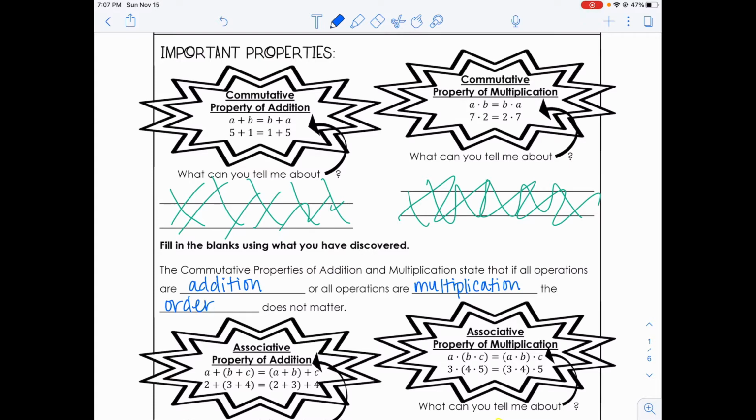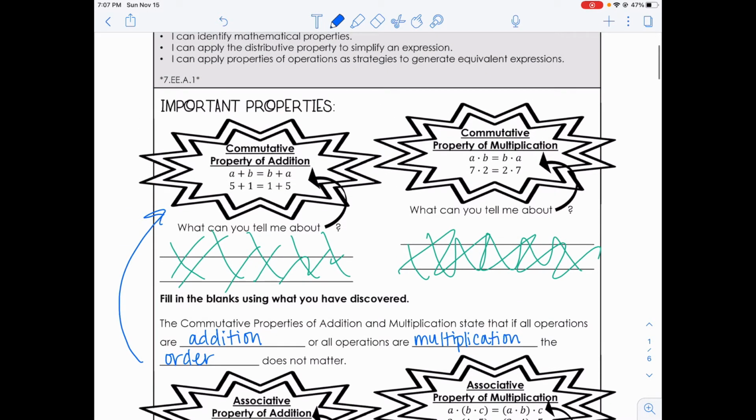So moving back up here to our little bubbles, you'll see that 5 plus 1 is 6 and 1 plus 5 is also 6. So it doesn't matter the order that you add them in, it gives you the same thing. And then jumping over to the multiplication one, it's the same. 7 times 2 is 14. And changing the order, 2 times 7 is also still 14. So the commutative property of addition and multiplication states that the order does not matter. It gives you the same answer.